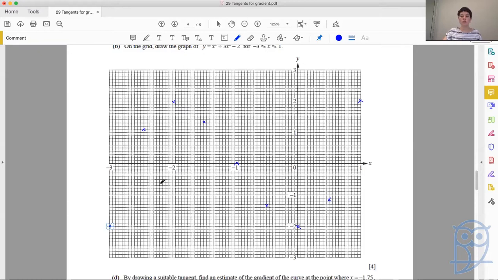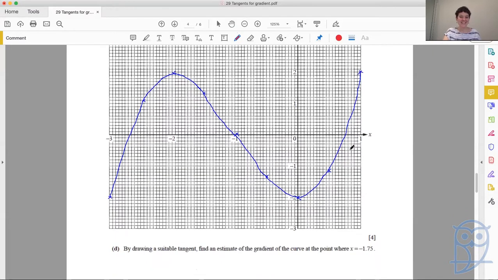So when we join these, it might help to join half and then flip your paper so that your hand is always inside that curve, so that you can get a nice and accurate curve that goes gently sloping from each point to the next. And back up. So there we have a beautiful reminder of what our cubic graph looks like. And I'm guessing that you can already guess the next question. The next question says, by drawing a suitable tangent, find an estimate of the gradient of the curve at the point where x equals minus 1.75.